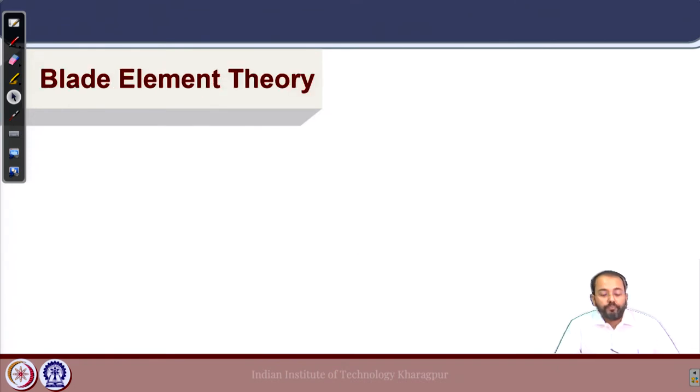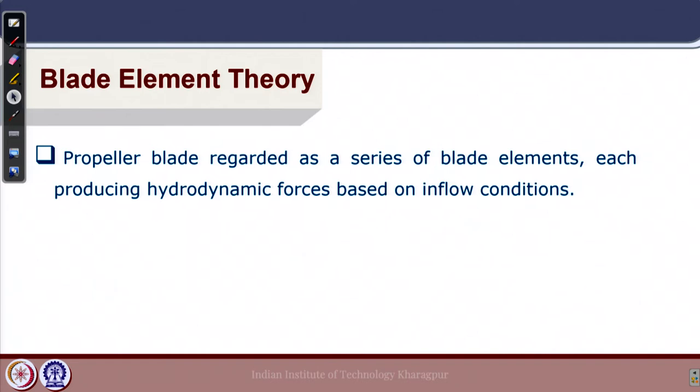Before going into the details, let us try to understand what the assumptions of the propeller blade element theory are. In this theory, the propeller blade is regarded as a series of blade elements. Initially, we started with the simplest theory, the axial momentum theory, where the propeller blade per se was not considered. We had only a momentum disc which provided the thrust, so there was no shape or configuration of the propeller blade. But in this particular theory, we go into slightly more detail: the propeller blade is regarded as a series of elements or different sections, and each of them will produce some force depending on the inflow condition.